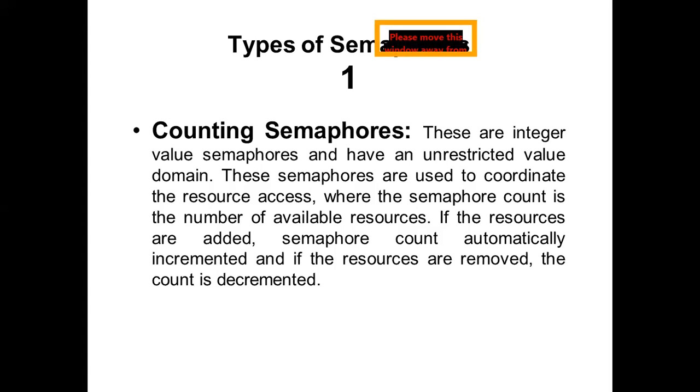Now, what are counting semaphores? Again, these act as integers; they have an integer variable. Counting semaphores are integer value semaphores and have an unrestricted value domain. These semaphores are used to coordinate resource access. So this provides the coordination between the resources.